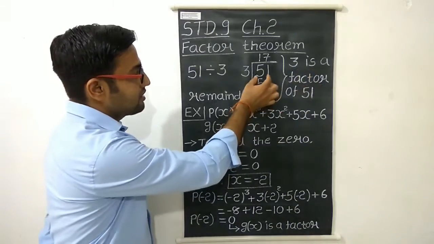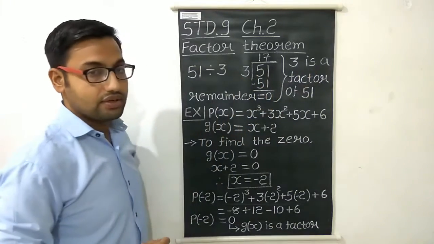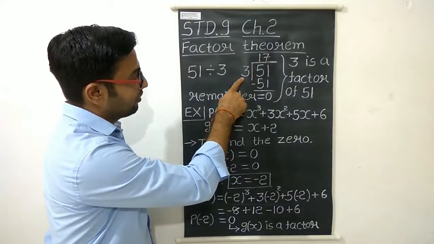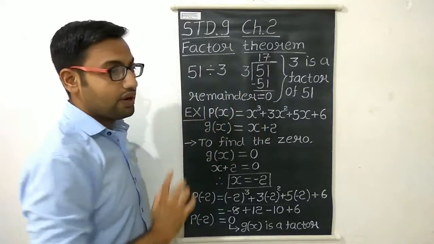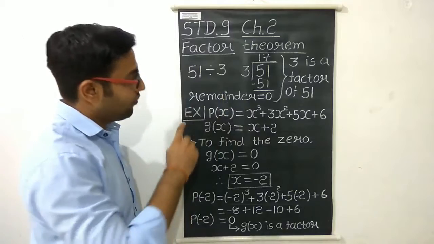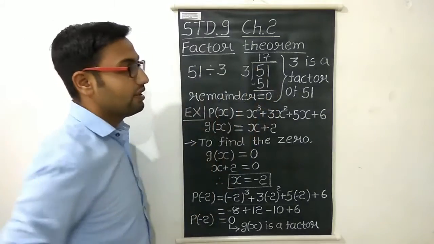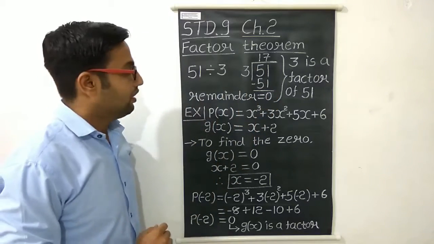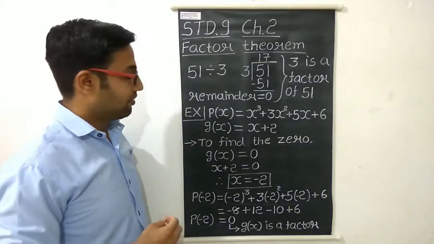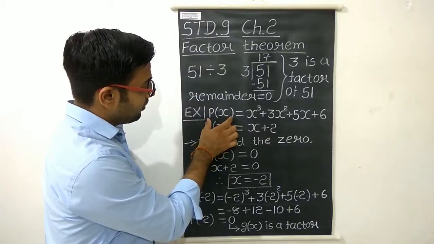This is the dividend, this is the divisor. Whenever we divide with the divisor and the remainder becomes 0, then we can say that our divisor is a factor of the dividend. Okay? Now we will study this same thing for polynomials. Let us take one example.